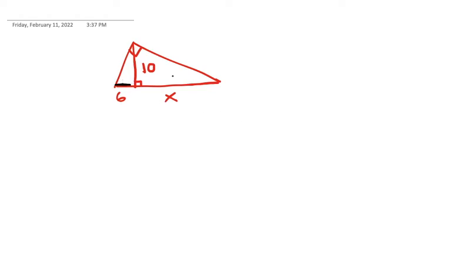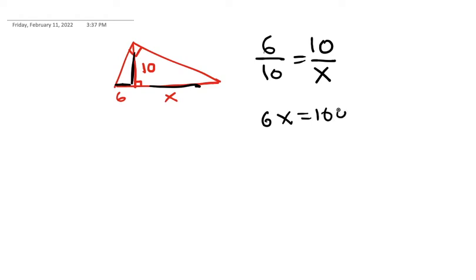Again, this side divided by the altitude equals the altitude again divided by the other side. And we'll get this time 6x equals 100, and we'll divide by 6. So notice that the x doesn't repeat unless the x is in the middle here.